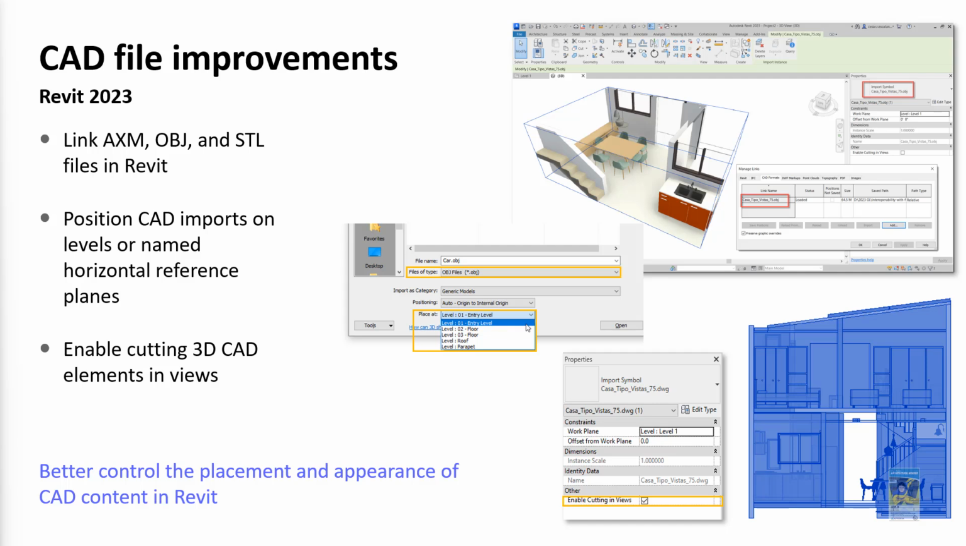You can supposedly position the CAD input on levels or named horizontal reference planes, which, yes, you can do that. So if you have a CAD file or other file types that are not AXM, OBJ, or STL, such as DWF files, DGN files, you can place those on levels or named horizontal reference planes that you create. And then you can also enable cutting of the 3D CAD elements in that specific view, as long as you select it and you put a check mark in the instance property of that CAD file that's brought in.